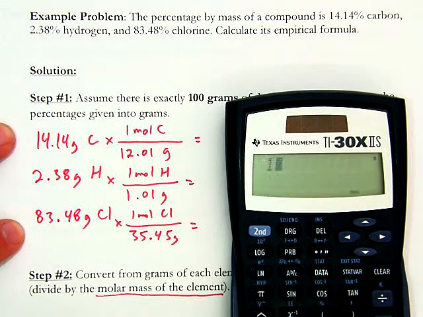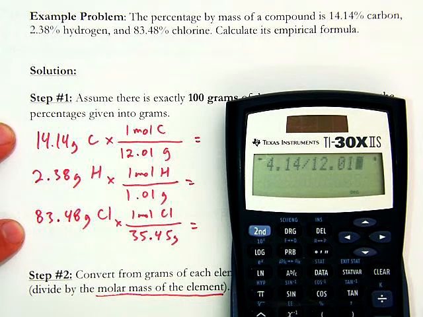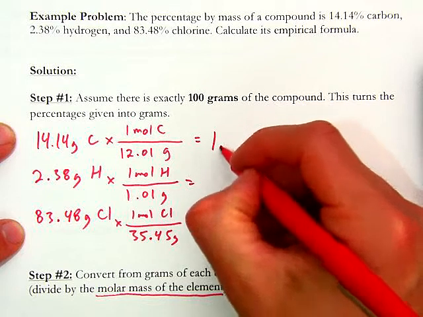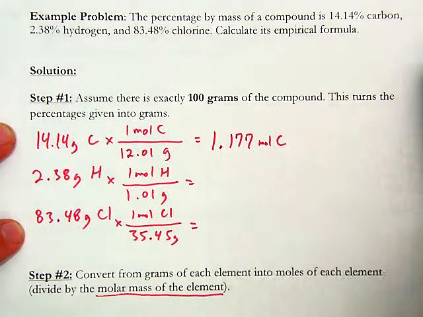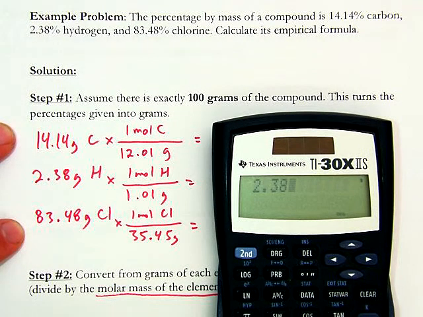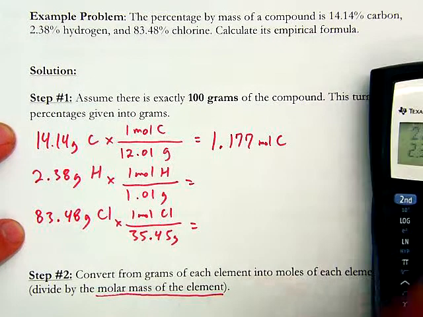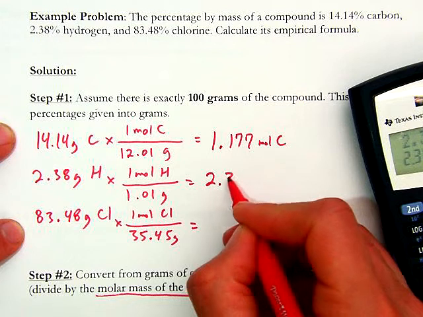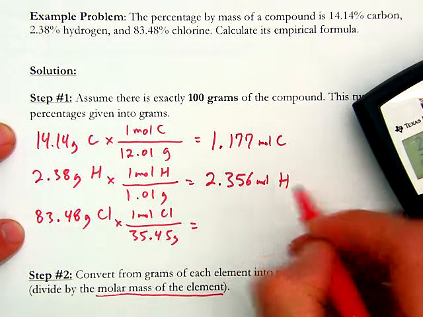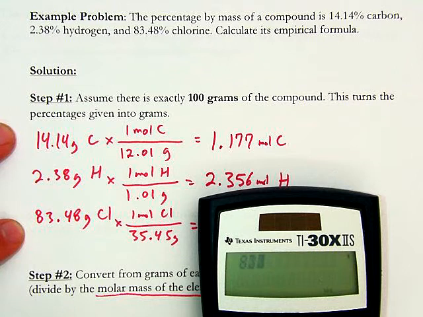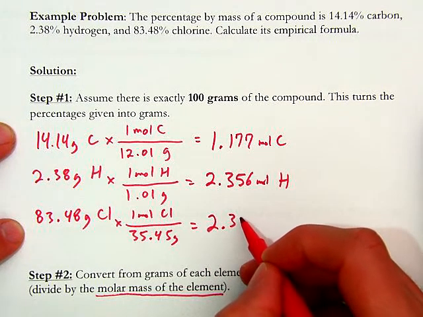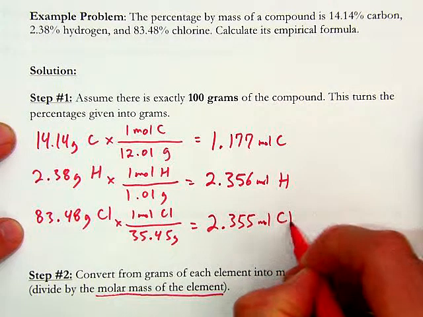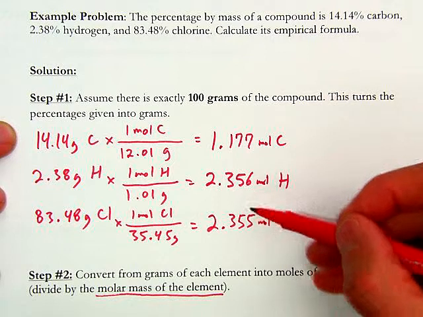Right? So 14.14 divided by 12.01, I get 1.177 moles of C. If I take 2.38 divided by 1.01, I get 2.356 moles of H. And if I take 83.48 divided by 35.45, I get 2.355 moles of chlorine. Now you should notice that these numbers are almost the exact same.